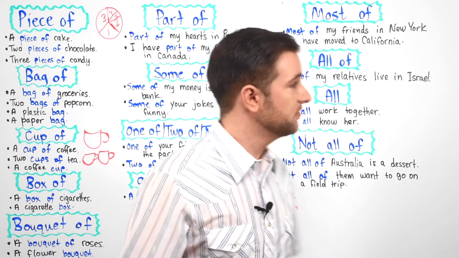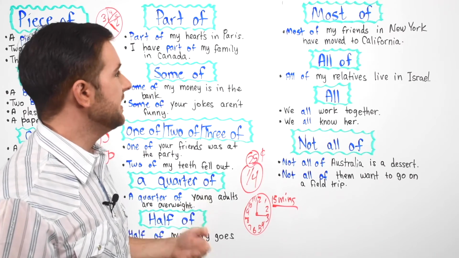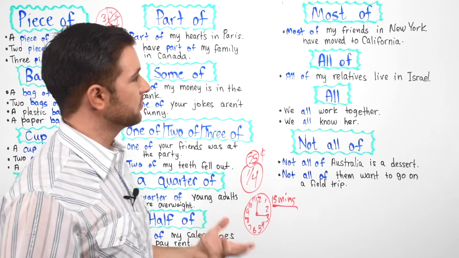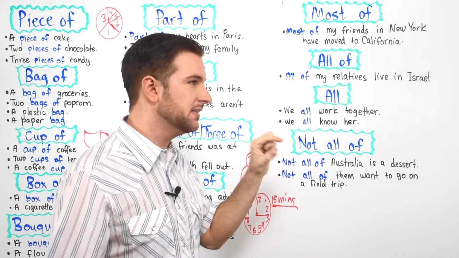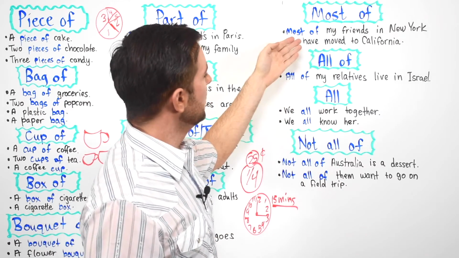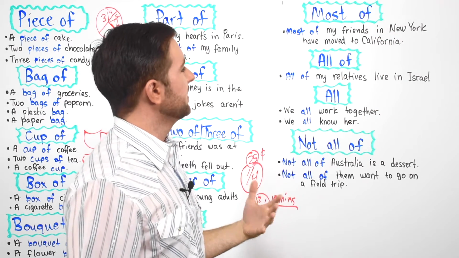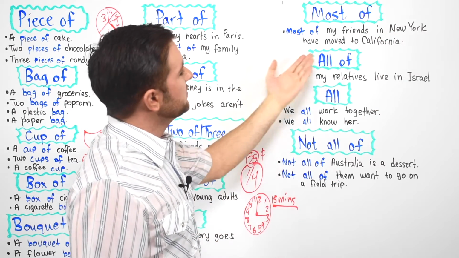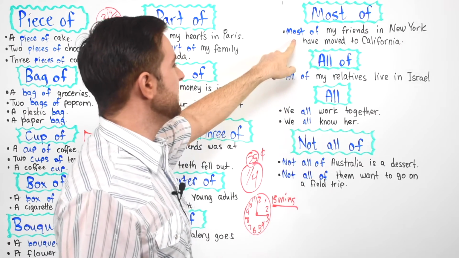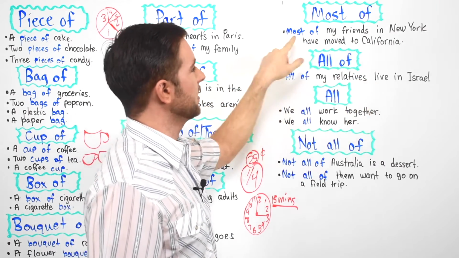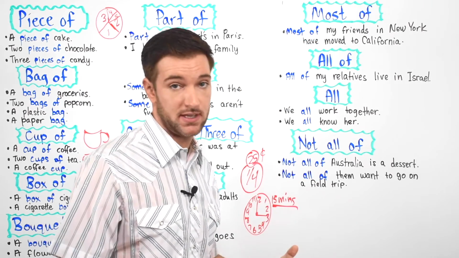All right, now we have new words. Most of, meaning the majority of, like 70, 80, 90, 95%, most of, but not all of it. There's still a little left that's not part of this. Most of my friends in New York have moved to California. So you could say 80% of my friends in New York have moved to California, okay? But you wouldn't say 25% of my friends, right? Because we're talking about most of, meaning more than 50%, okay?